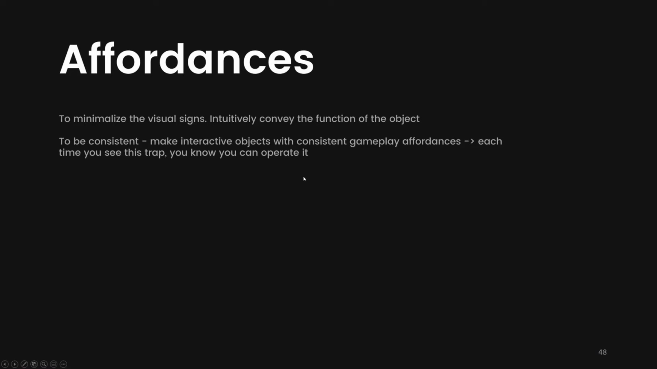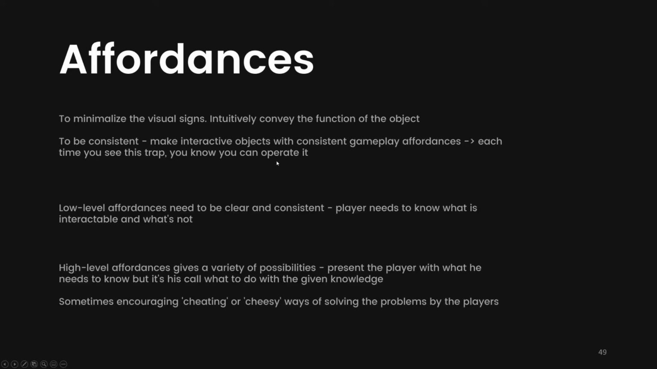So what it means here to be consistent is that each time you see this trap, you already know you can operate it, as I said. And when it comes to low-level affordances, they need to be very clear and consistent, and this is what I said about the doors. So the player needs to know what is interactable and what's not. By just looking at this thing, he needs to define what he can work with and what's just a decoration. But when it comes to high-level affordances, it's a variety of possibilities.